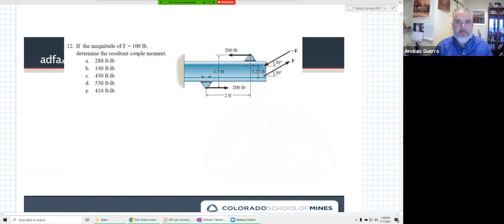Okay, number 12 here. If the magnitude of F is 100 pounds, determine the resultant couple moment. Now that we're in couple moments, we have two sets of equal and opposite forces in this one, right? We've got a minus F and a positive F. We've got 200 pounds going to the right, 200 pounds going to the left.